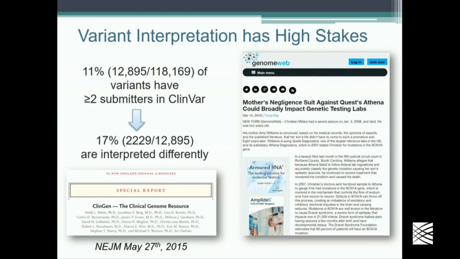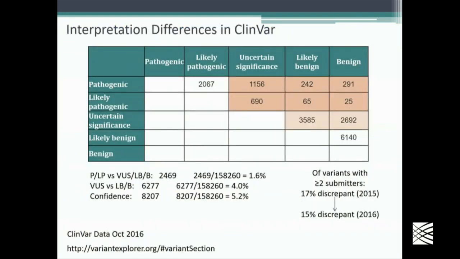And I can tell you that the first lawsuit of a patient who claimed a child's death was due to a lab's misinterpretation of a variant has already happened. It happened last year when Quest's Athena lab was sued. That lawsuit is still underway. So misinterpretation of variants can have dramatic impacts on patients' lives, and we have to figure out how to do this effectively.